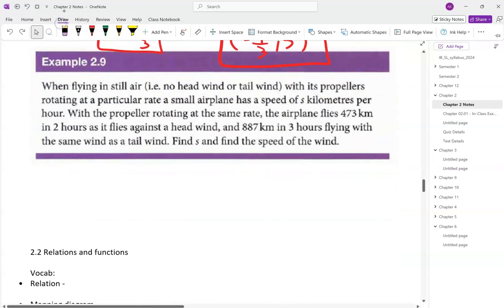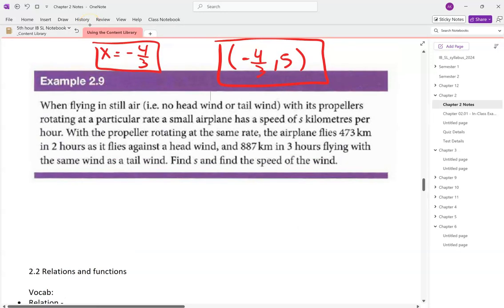All right. What if we give you a story problem? When flying in still air, i.e. no head or tailwind, with its propellers rotating at a particular rate, a small airplane has a speed of s kilometers per hour. With the propeller rotating at the same rate, the airplane flies 473 kilometers in 2 hours as it flies against a headwind, and 887 kilometers in 3 hours with the same wind as a tailwind. Find S and find the speed of the wind.